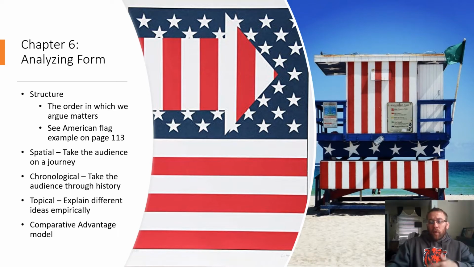So when it comes to analyzing form, the first thing we need to know is that structure is important. The order matters. In the textbook on page 113, they talk a little bit about the American flag. Around me on the screen, you can see different variations of the forms, colors, and shapes used in the American flag, but we recognize that they're not an American flag. The way we would come upon this lifeguard tower, or this interesting design to the left of me on your screen, we recognize that it's not perfectly the American flag, right?